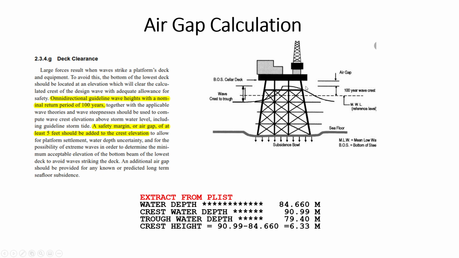crest. Actually, this is the crest, the highest point of the wave. From here, you have to add 5 feet. That should be the bottom of steel of the topside. This is called the air gap.